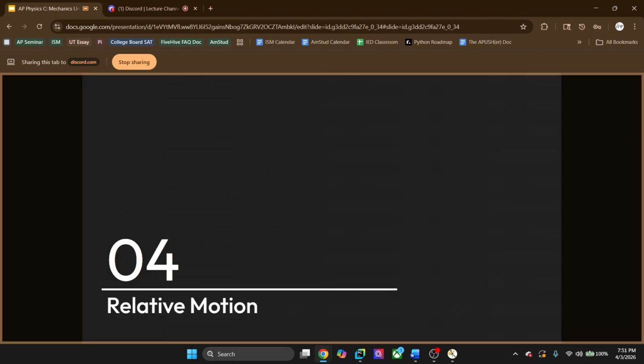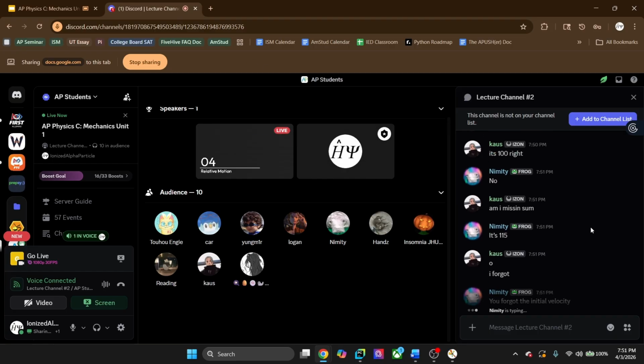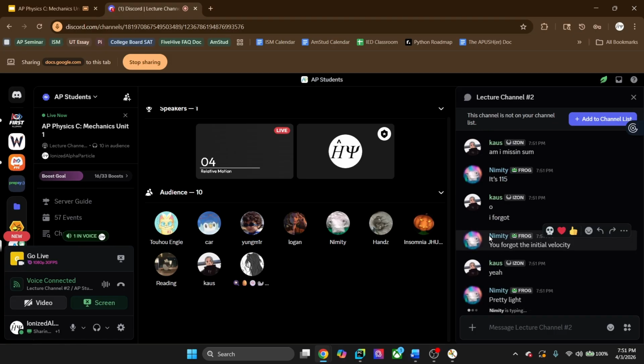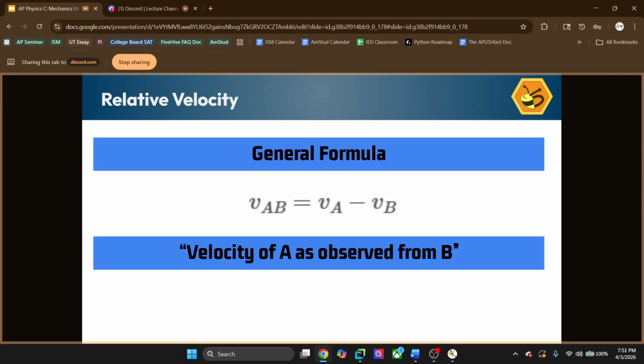Now we're going to look at some relative motion. This is a pretty large part of mechanics. There aren't too many questions about relative motion on the exam, but it's still pretty good to know. So yeah, let's just dive into it. The general formula for relative velocity, which comes under relative motion, is the velocity of A as observed from B is equal to the velocity of A minus the velocity of B.